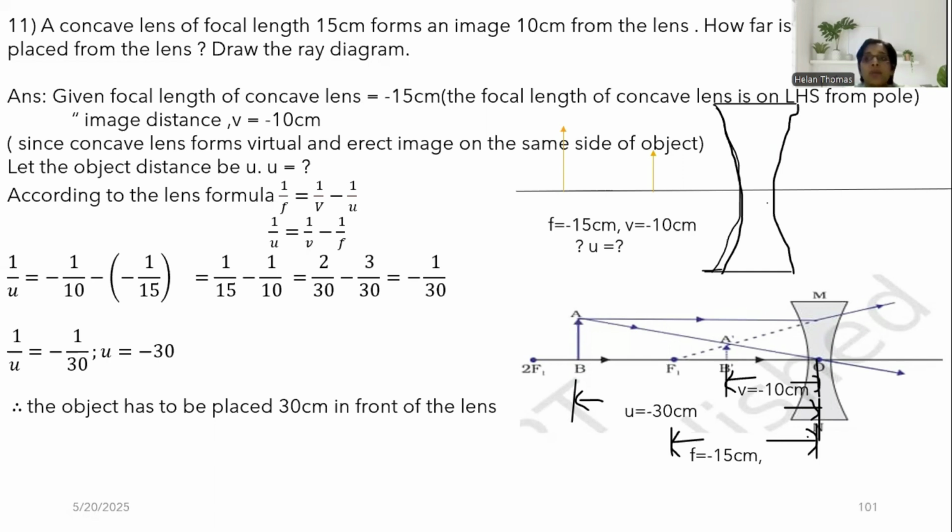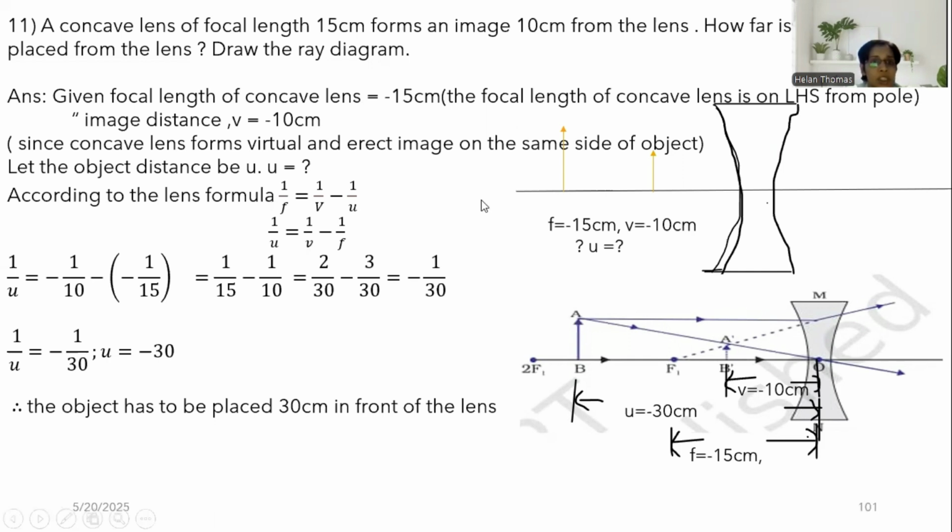You only have to find the object. You have to find how far the object is placed, which means you have to find the object distance U. Only U. They didn't say anything else, so answer only your question. What is your lens formula? 1 by F is equal to 1 by V minus 1 by U. So you formulate your equation: 1 by U is equal to 1 by V minus 1 by F.